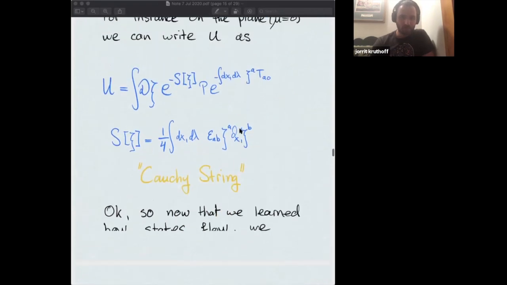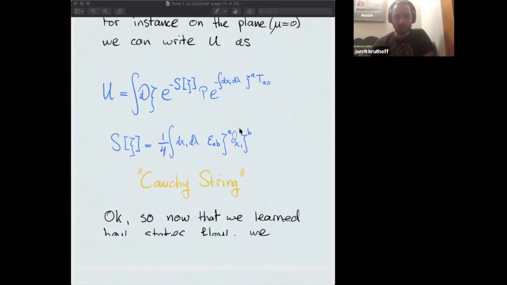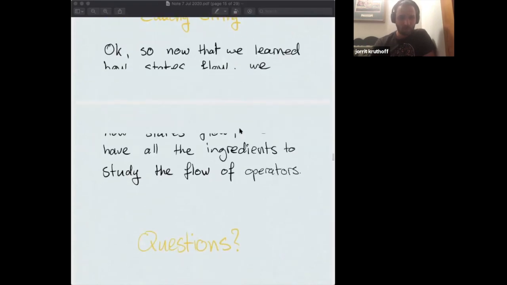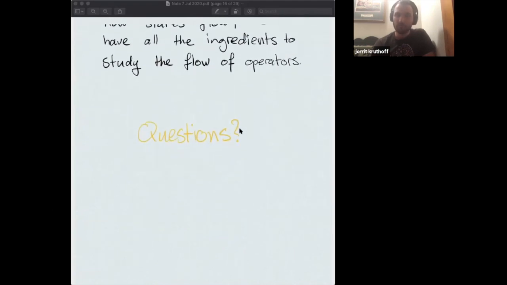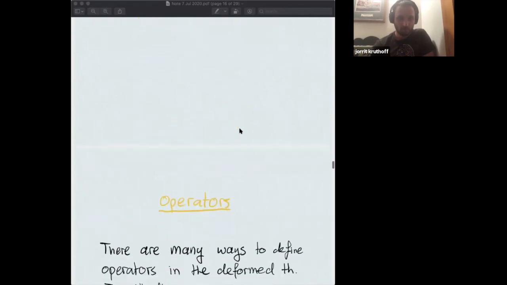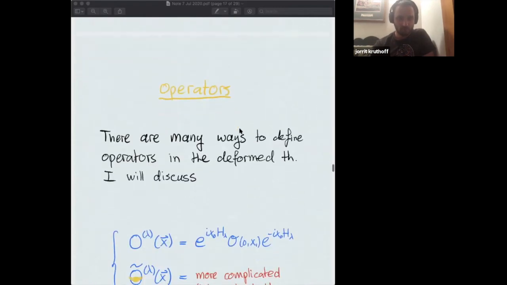Right. So with this operator U, we're already done, and we can study some consequences of this object. In the meantime, are there questions about this operator U, or is something else unclear? All right, let's move on to these operators.